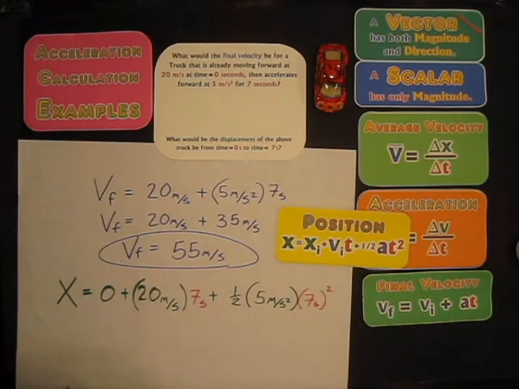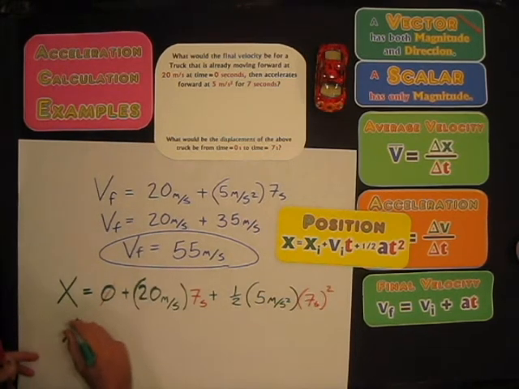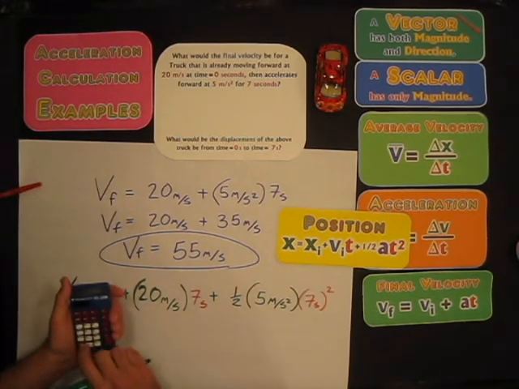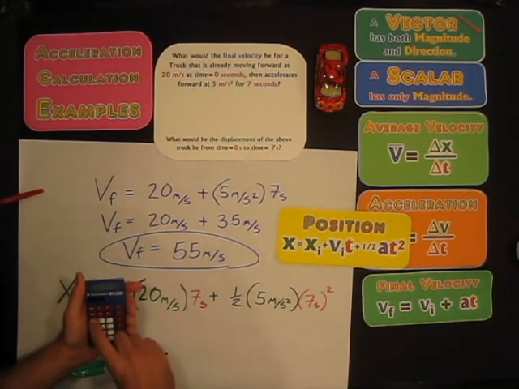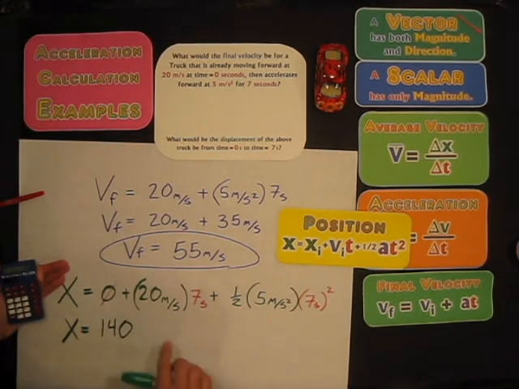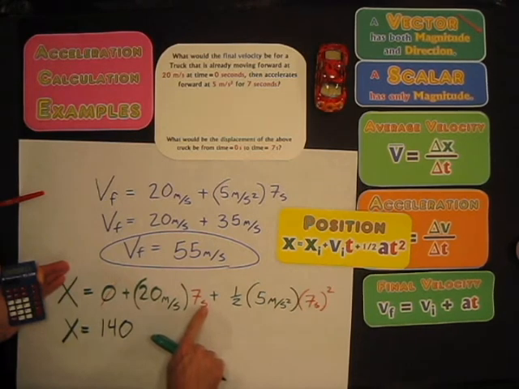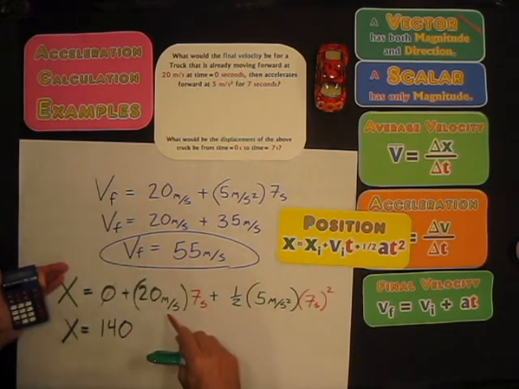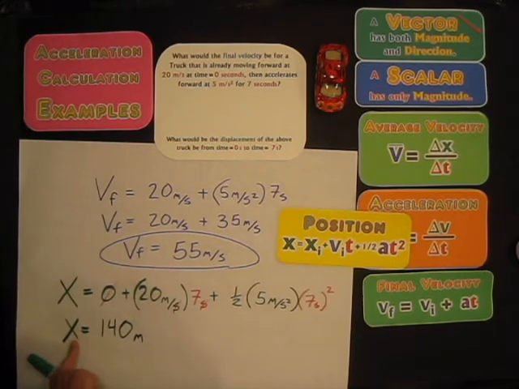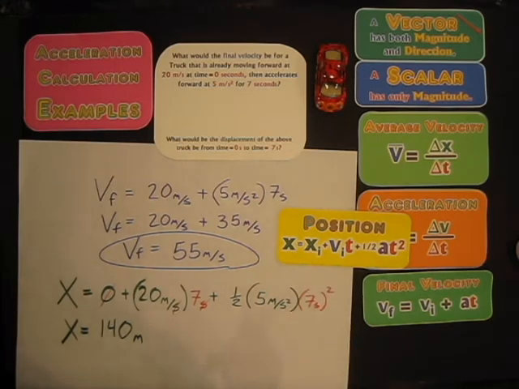Okay, so well, we can leave the 0 out. We don't have to worry about that one. That's gone. So we're going to do x equals, and then we've got 20 times 7. Sounds like 140, right? 20 times 7, just being careful. 140, so meters per second times seconds. So the seconds will actually cancel, and you'll have meters, which is good because we're going to wind up with a displacement or a position, which is going to be in meters from where you started.